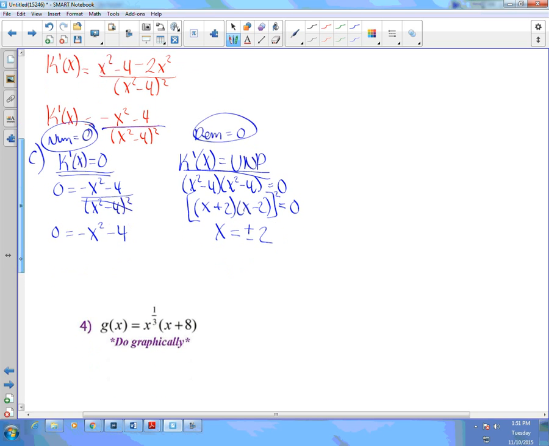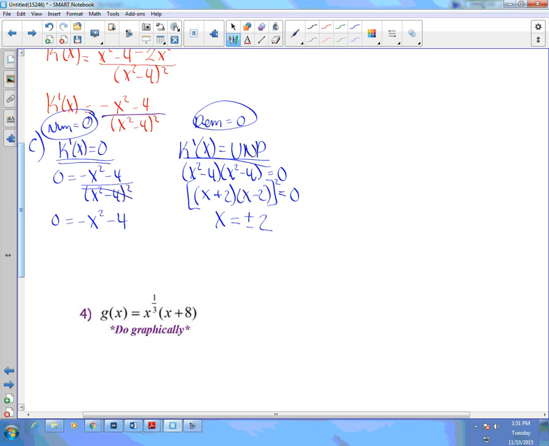We're solving for x. So negative x squared minus 4 equals 0, so negative x squared equals 4. And what do you have to do to solve for x? Not yet. Divide by negative 1. So negative 4 equals x squared. How do we get rid of squared? Square root.